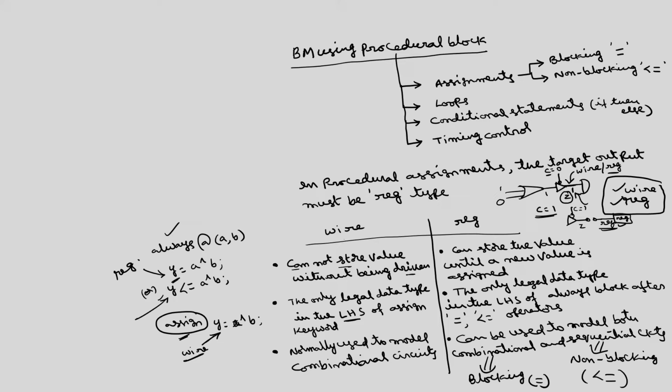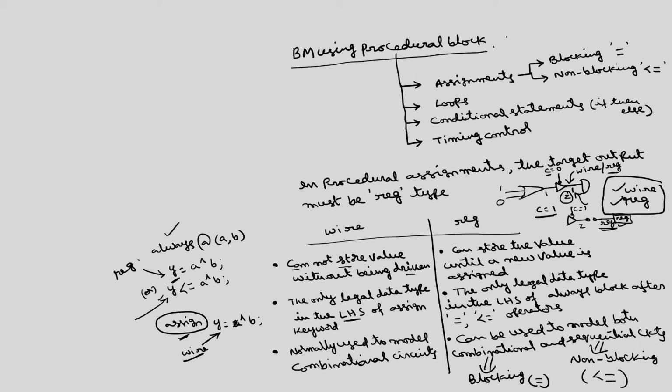Okay. Now, in the last lecture we have written the Verilog code for the multiplexer using the wire concept, that is continuous assignment. Now, we will see how we can write the Verilog code if you use the procedural block or procedural assignment using the always keyword.